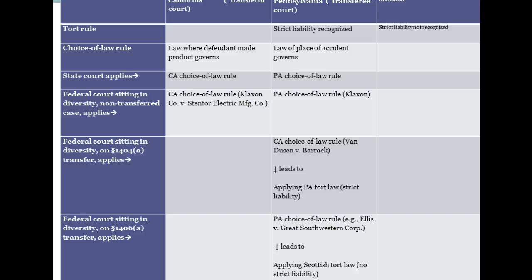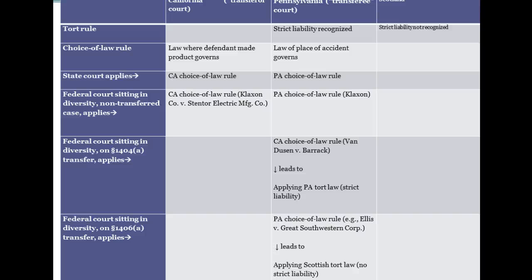However, that same rationale certainly doesn't apply if the forum where the plaintiff originally chose against this defendant was not correct, which with respect to Hartzell, it wasn't, because there was no personal jurisdiction over Hartzell in California. So on a 1406 transfer, the California choice of law rule is not going to move with the case. Instead, the transferee court, which is Pennsylvania, is going to apply Pennsylvania's choice of law rule.